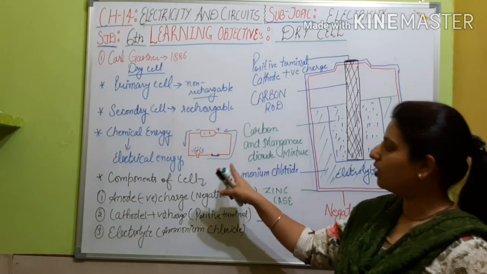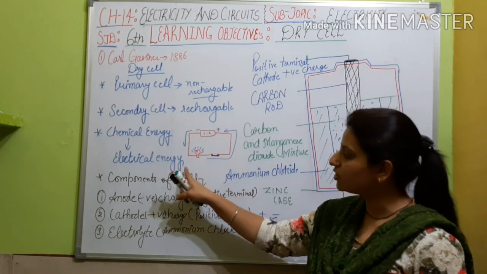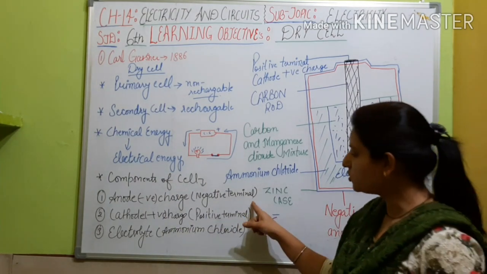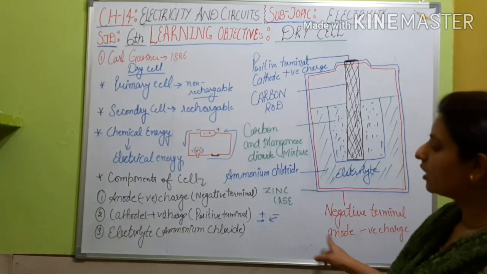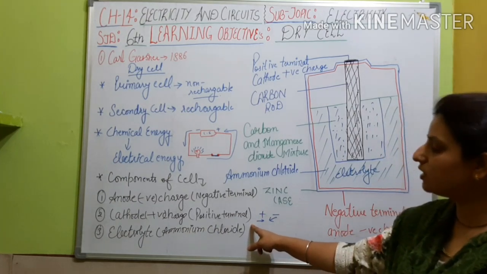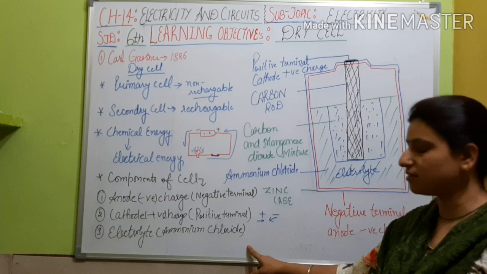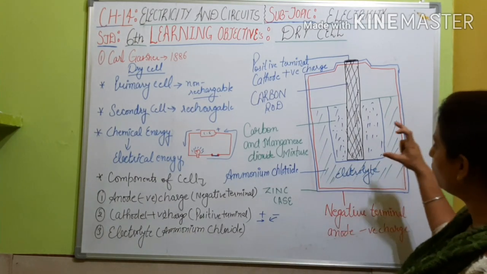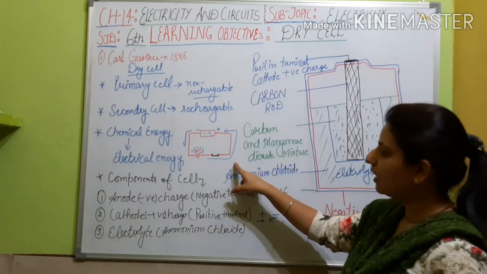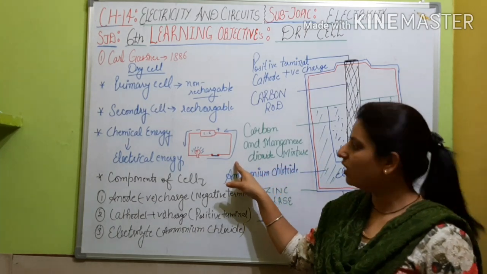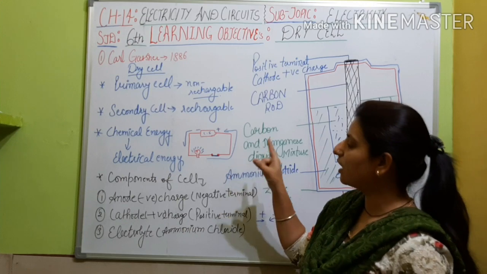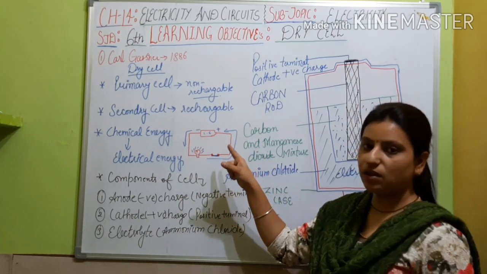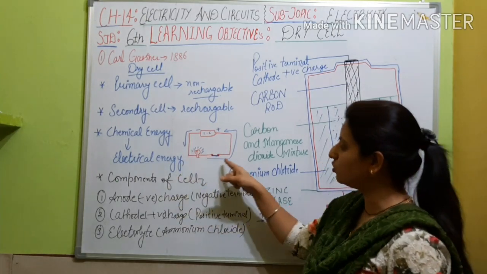This dry cell will convert the chemical energy into the electrical energy. Its important components are the anode, which is the negative terminal, the cathode, which is the positive terminal, and the electrolyte, which is ammonium chloride. Now, what is going on? When we put this cell into the circuit, the current starts moving. As a result, the electrons will move from the negative terminal towards the positive terminal, meaning the charge will move from the negative terminal to the positive terminal.